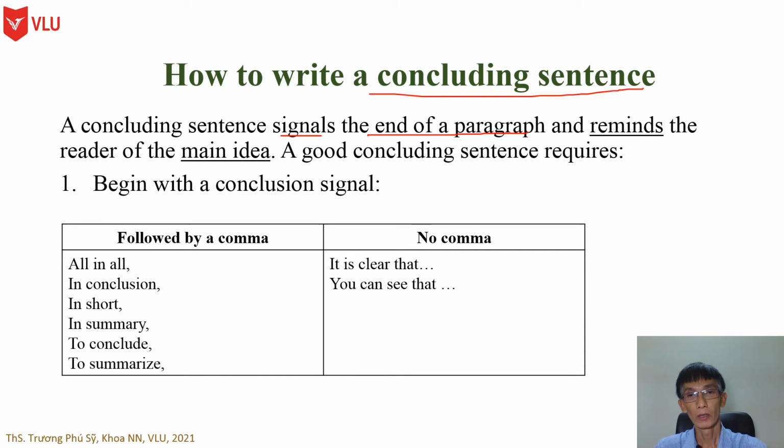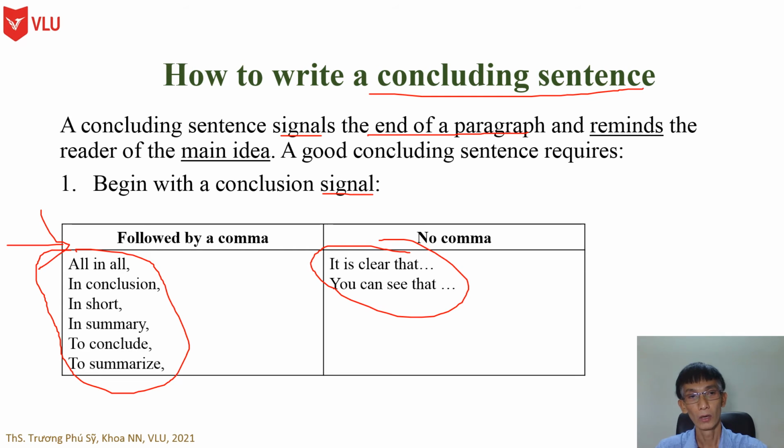A good concluding sentence needs to begin with a concluding signal. There are two kinds of signal. Signal followed by a comma like this, and the second signal is like this without any comma. Normally we use the first one. Signals followed by a comma, like in conclusion, or in summary.